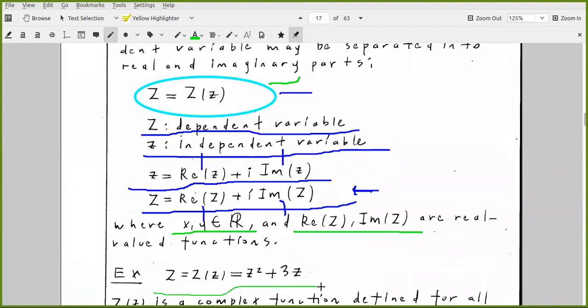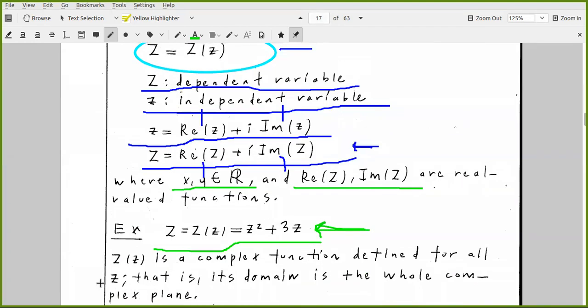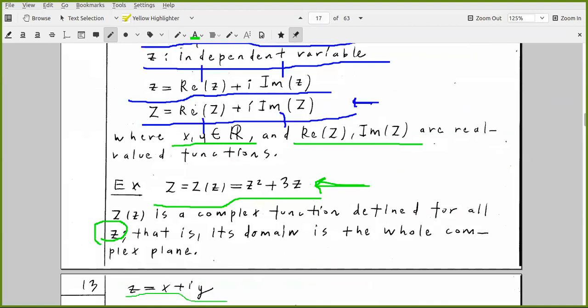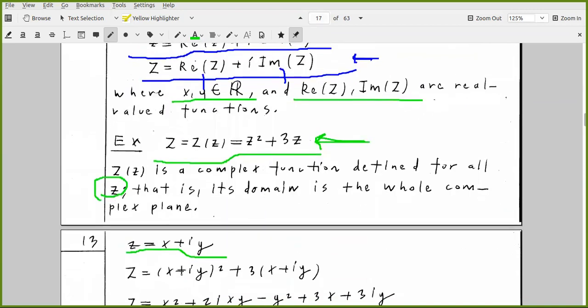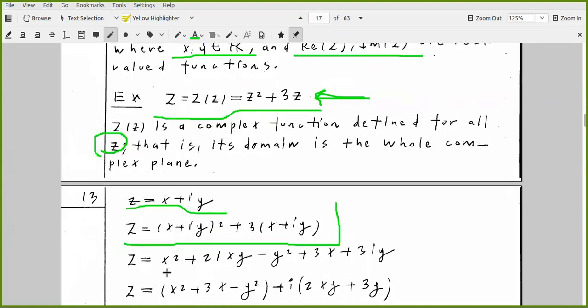But here a somewhat simpler complex function is shown. Complex function Z is z squared plus 3z. This is our complex function. And what are the real and imaginary parts of this complex function? To find these, you make the substitution z equals x plus i times y, and then carry out the algebra. Substitute here, and you'll find capital Z equals x plus i times y, squared, plus 3 times x plus i times y. Now expand this, you'll get x squared plus 2ixy minus y squared plus 3x plus 3i times y.